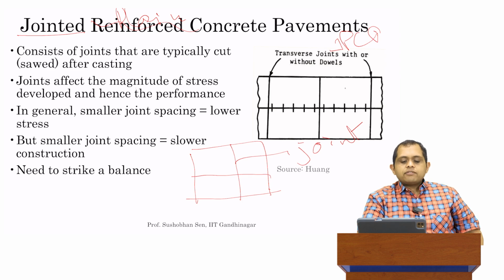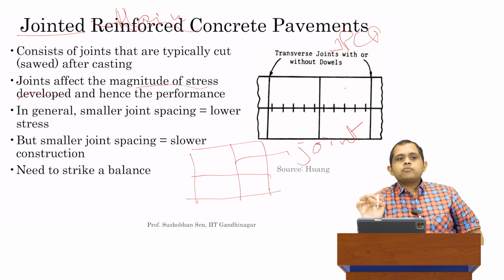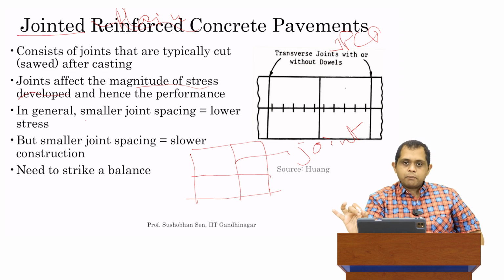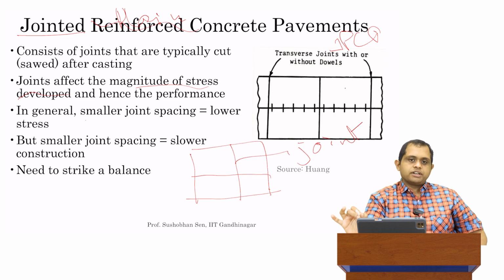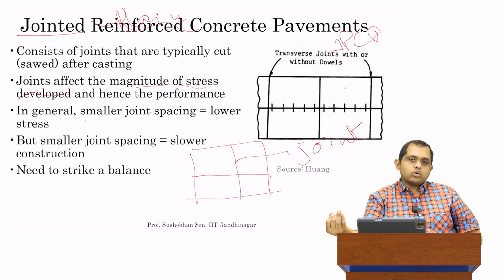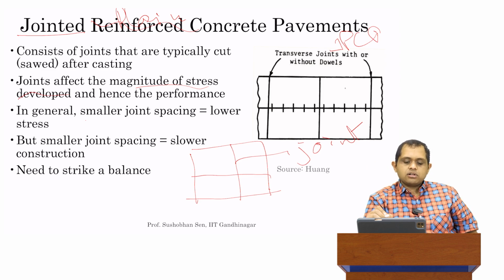Now, the reason we have joints is because they affect the magnitude of stresses developed. We'll talk about in later lectures that rigid pavement performance is primarily determined by the tensile bending stresses which are developed inside the slab. And as you decrease the size of the slab, the stress in the slab also decreases. So obviously, if the stress is lowered, we can expect better performance. That's kind of intuitive as a civil engineer. And so joints affect the magnitude of the stresses which are developed. And that's the primary reason that we have joints.